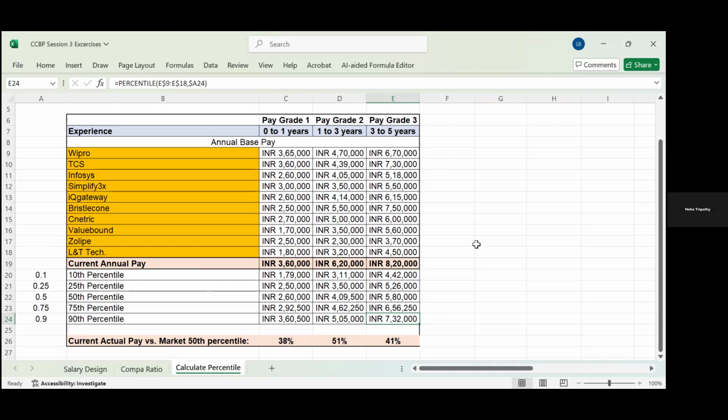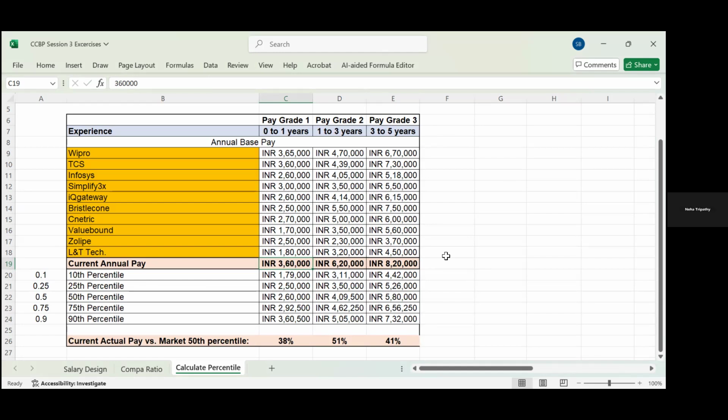Ma'am, can you please explain the interpretation again? Yeah. I'm going to give you realistic data, though this is not very realistic data, because we want to help you with how it can be. Now, company X is paying how much? 3,60,000 for a grade 1 person with an experience of 0 to 1 year. This is clear, Neha? Yes, ma'am. Okay. Now, having said that, I have actually collected market data from all these companies. How many? 9 or 8 companies.